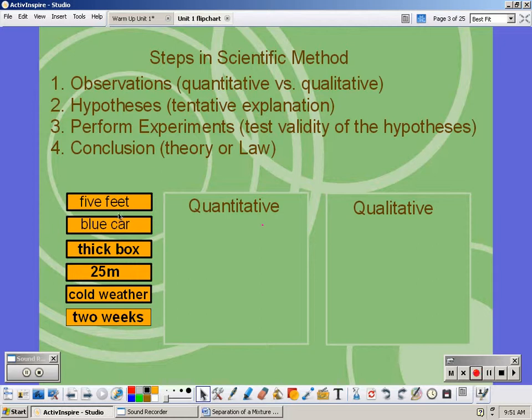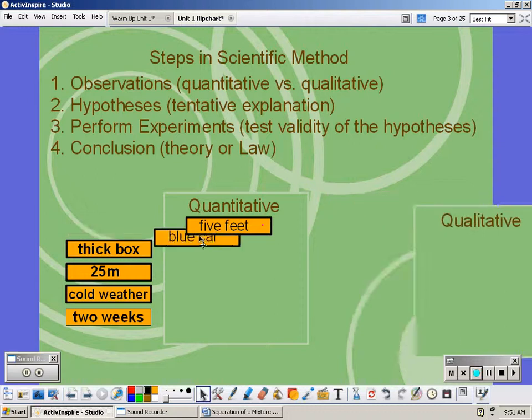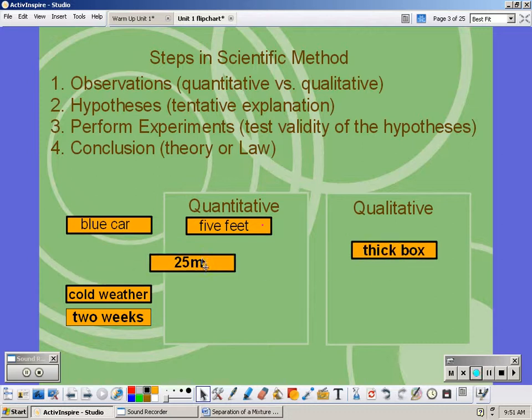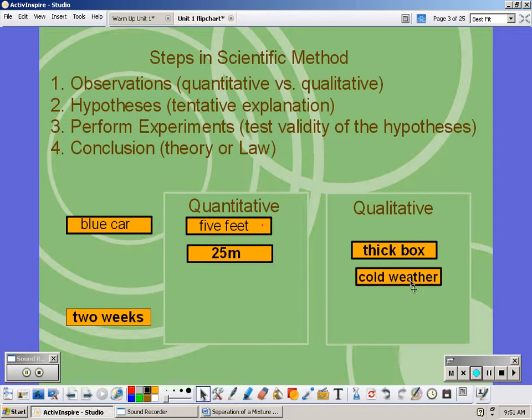So what would 5 feet be? That would be quantitative because it's the number 5. Blue car would be qualitative. A thick box would be qualitative. 25 meters, quantitative. Cold weather, qualitative. And 2 weeks, quantitative.